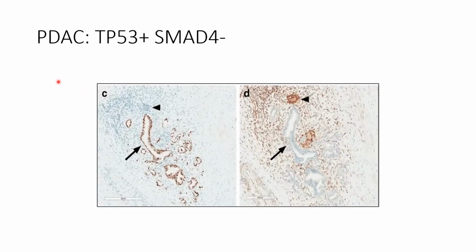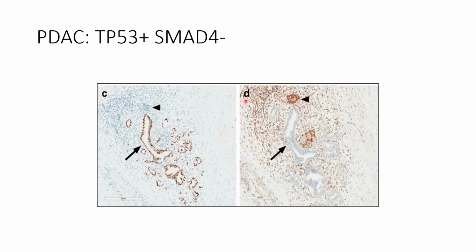So for PDAC, we have lots of IHC markers, and we'll start with TP53 and SMAD4. So in pancreatic cancer, we have a gain mutation of TP53 and loss of the SMAD4 gene. So here in C, we can see this brown staining. This glandular structure is stained brown with TP53 IHC marker, which is shown by this arrow. And here, this structure is negatively stained with TP53, shown by the arrowhead, which is a normal pancreatic gland.